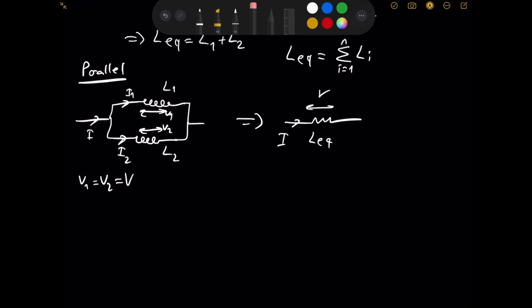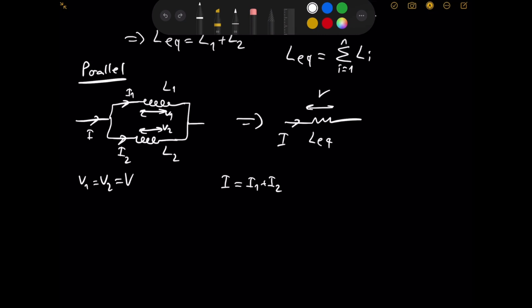So I'm writing V1. It's going to be L1 di1 by dt, and then you have that equaling L2. You know what? Let's not do it like that. That's not a good idea. So basically, what I want to do is, I know that the current is equal to I1 plus I2. Basically, the current comes in and splits into two, so this is correct.